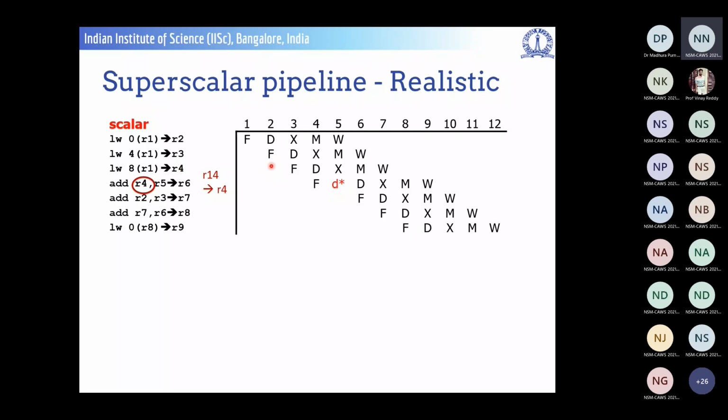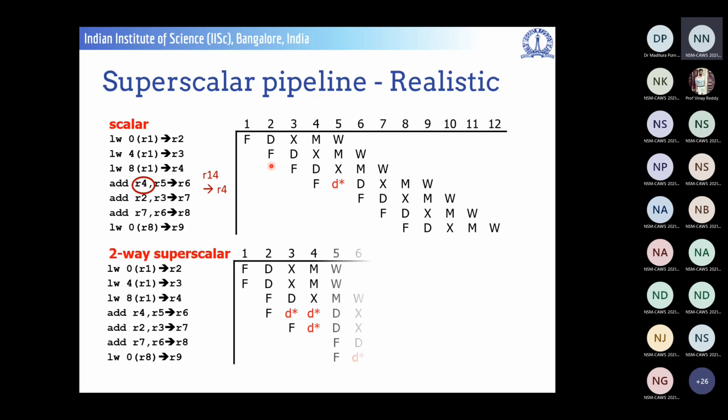Now, what happens to these stalls when you are talking about, say, this two-way superscalar pipeline?